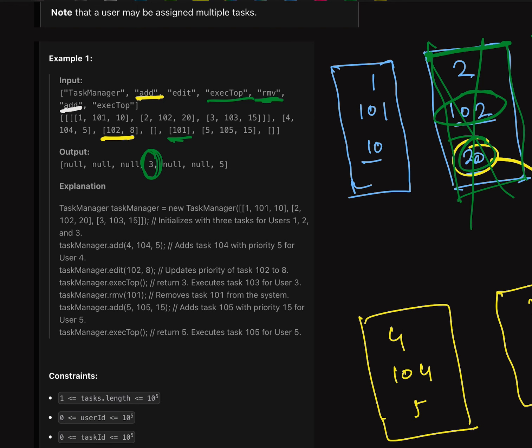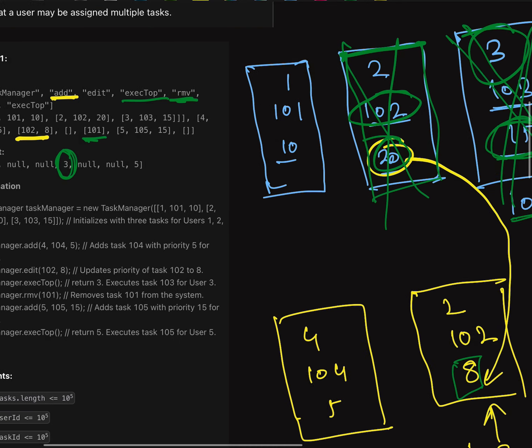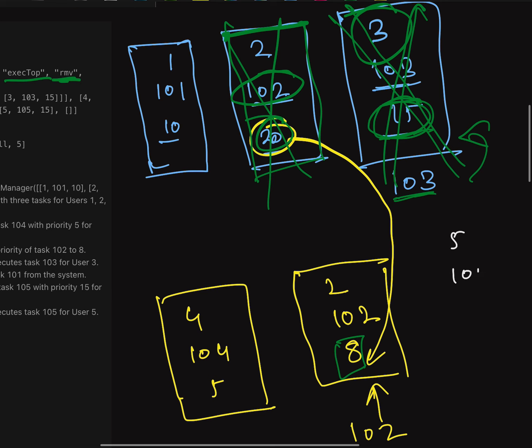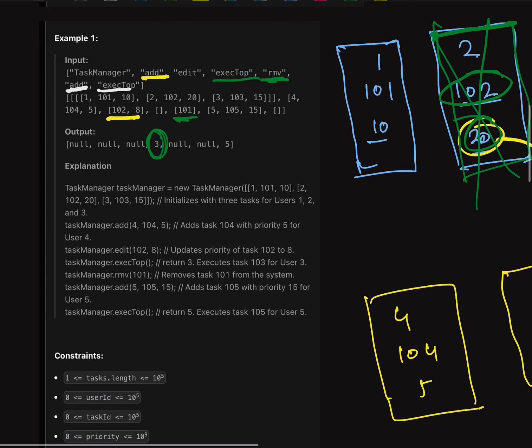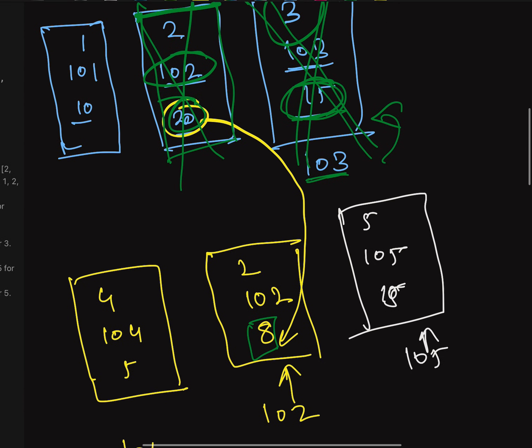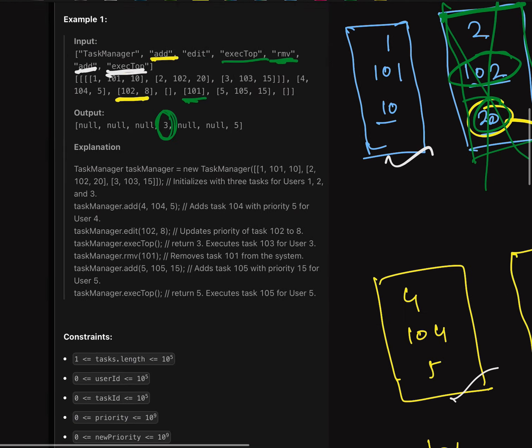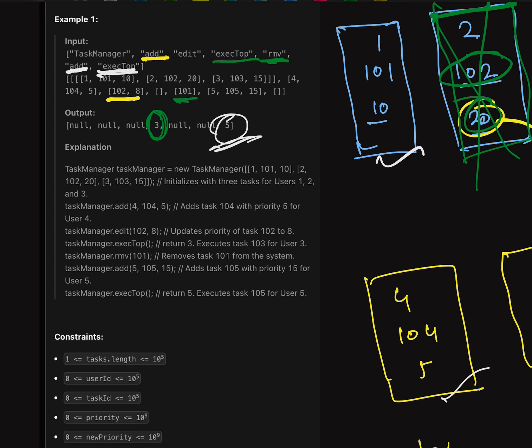Next operation is add. What am I adding? 515. This is a new data, so 105 is pointing to this data. Now next is execute top again. So these 4 data are present in the priority queue. The highest priority is 15, correct? So what is the user ID? 5. So I'll return 5 here. Is it clear? It is clear how you get the correct output.